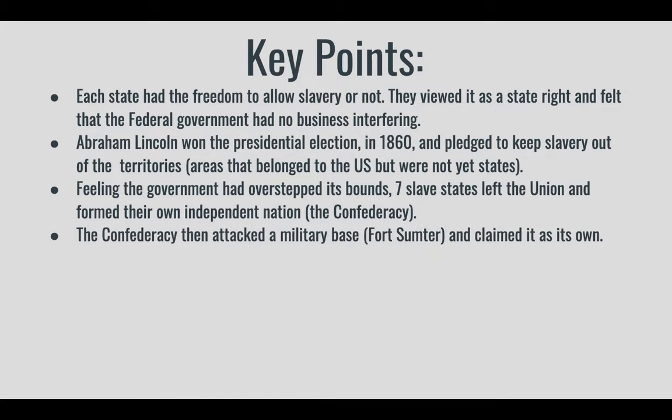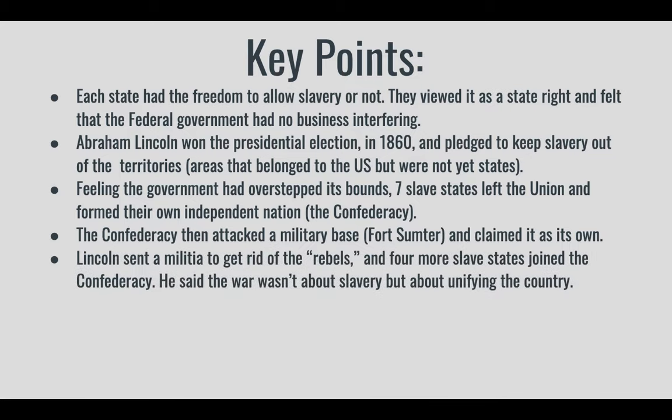So the Confederacy then attacked a military base called Fort Sumter, where Abraham Lincoln had set a bunch of troops down there to kind of keep an eye on things. And they claimed it as their own fort. And Abraham Lincoln sent the militia down there to get rid of these rebels and attack these Confederate soldiers. And at that point, 4 more slave states joined the Confederacy. So now there were 11 states that had seceded or left the United States and become their own country.